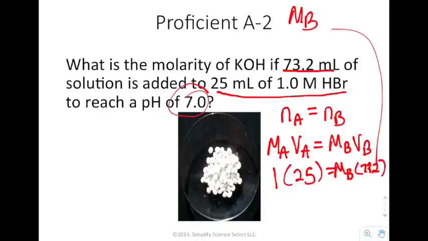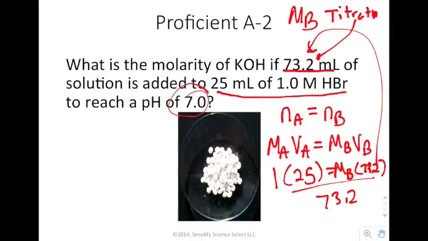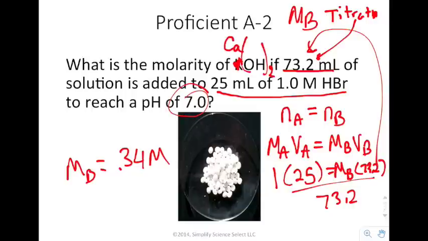You may be asking yourself, that's an interesting number. This data almost assuredly came from a titration. Burettes are capable of measuring to this degree of accuracy. So you would divide both sides by 73.2, and you end up getting the molarity of the base to be somewhere around 0.34 molar. Now, you should be able to predict how this would change if instead of KOH, this was Ca(OH)2. It would change the molarity of the base as well, because you'd have to take into account the fact that 2 hydroxyls were produced. So just be aware of that whenever you're doing these.